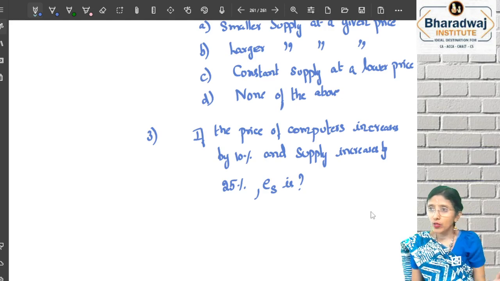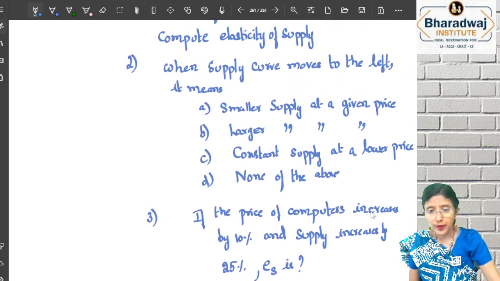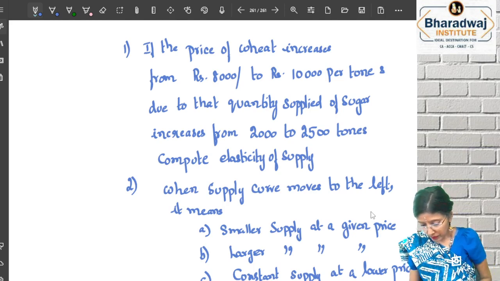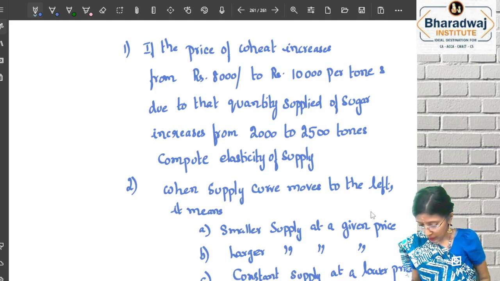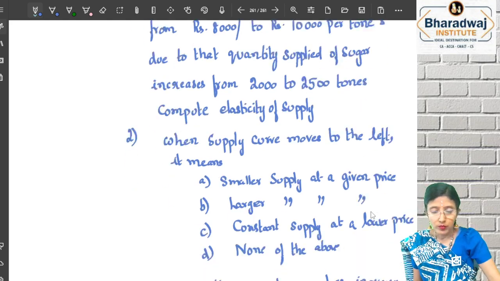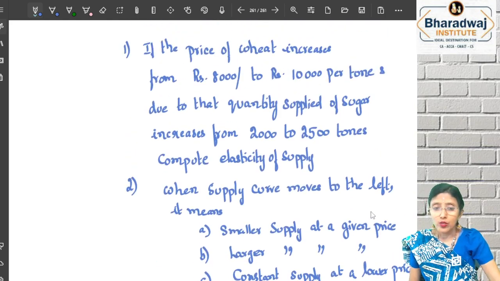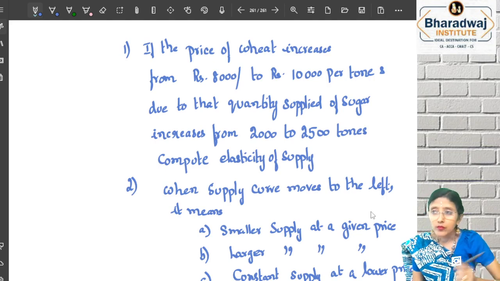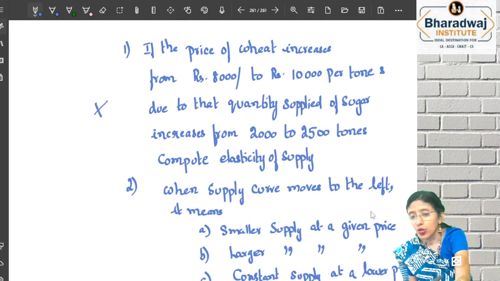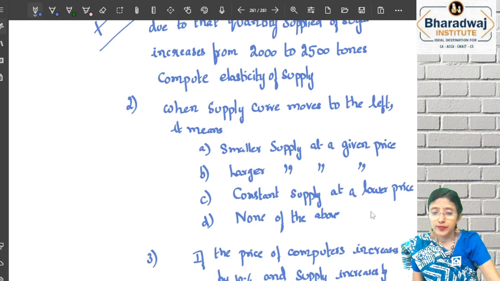Have you done all the three? So what is the answer for the first one? Plus 1 or minus 1? Plus 1. How many of you wrote it as minus 1? Anybody? No. Second one, what is the answer?